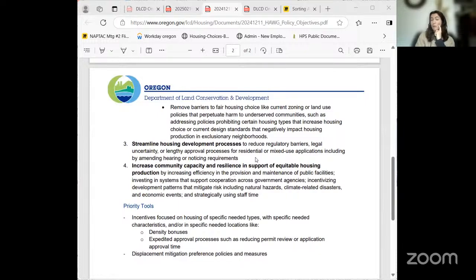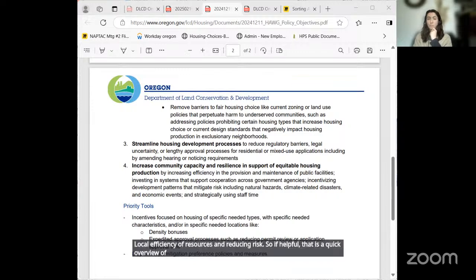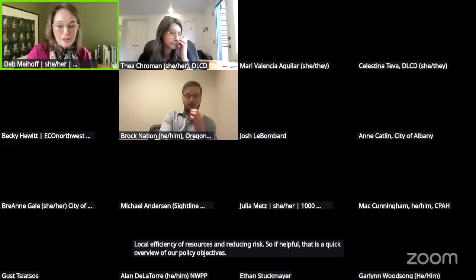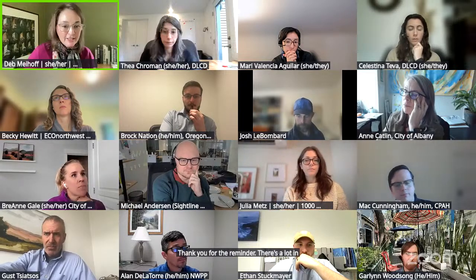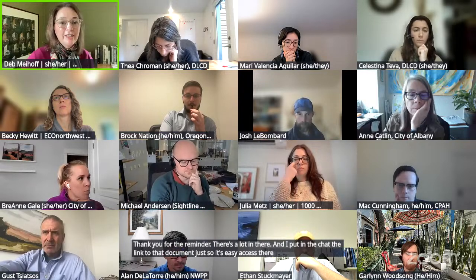And then I'll scroll for a moment to get to the other few items here. Streamlining housing development processes, reducing regulatory barriers. Do you have a sense of what compliance pathway tool might be suited to achieve that outcome? And then increasing community capacity, resilience, local efficiency of resources, and reducing risk. If helpful, that is a quick overview of our policy objectives. Thank you for the reminder. There's a lot in there, and I put in the chat the link to that document, just so it's easy to access, that Celestina was just going over.